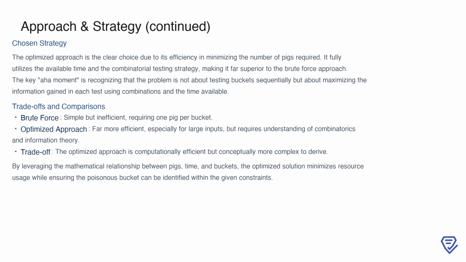When comparing strategies, the brute force method is conceptually simpler but grossly inefficient, especially for larger inputs, as it requires one pig per bucket. In contrast, the optimized approach is highly efficient, using far fewer pigs, but it does require a deeper understanding of combinatorics and information theory. The trade-off here lies in the complexity of deriving the optimized solution versus the computational resources it saves. Ultimately, the mathematical relationship between pigs, time, and buckets allows us to minimize resource usage while ensuring the poisonous bucket is identified within the given constraints.